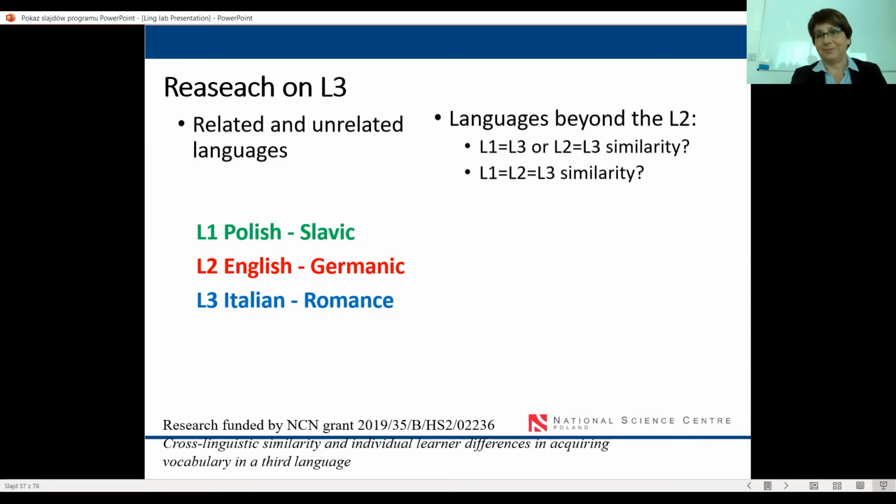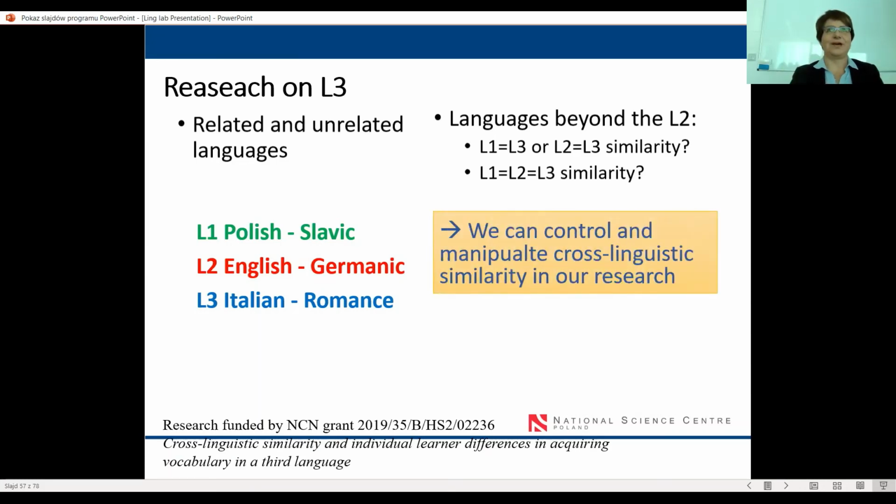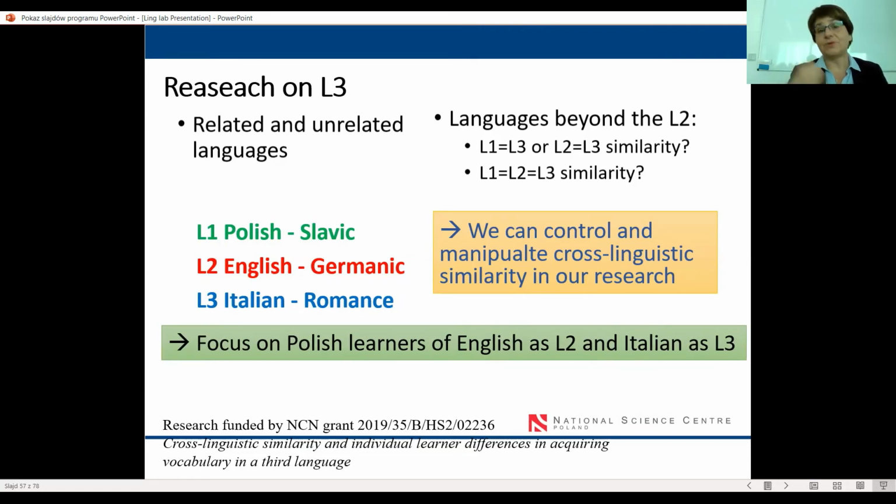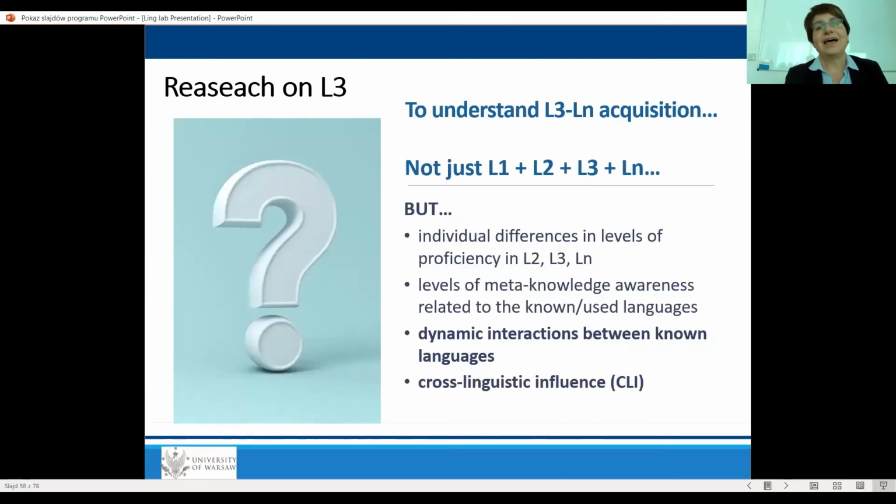Why? Well, because in this way we can avoid accidental similarity, but we can really control and manipulate the cross-linguistic similarity of what we really want to check. So we focus on Polish learners of English as L2 and Italian as L3. And of course, I'm preaching to the choir right now because we all know that.